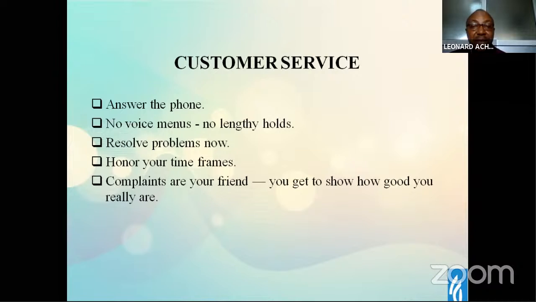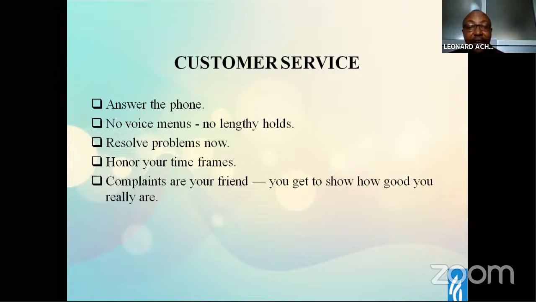No voice menus. No lengthy hold. Don't put your customer on hold for too long. Resolve all problems now. There's no procrastination, because if you procrastinate, you leave them with no option but to look for an alternative or substitute to your products. Honor your time frames. If you have given a time for any discussion, any appointment, try to honor it. If peradventure there are issues where you will not be able to honor it, reschedule the timing of your meeting.